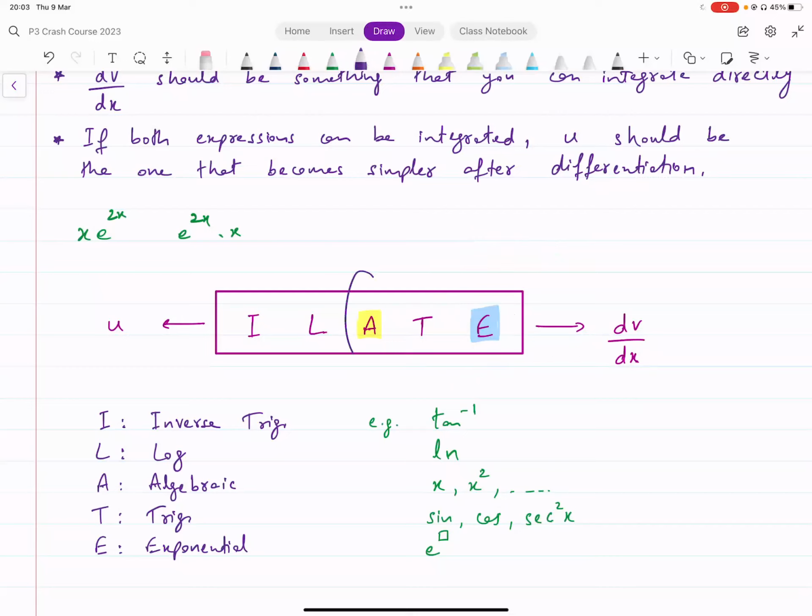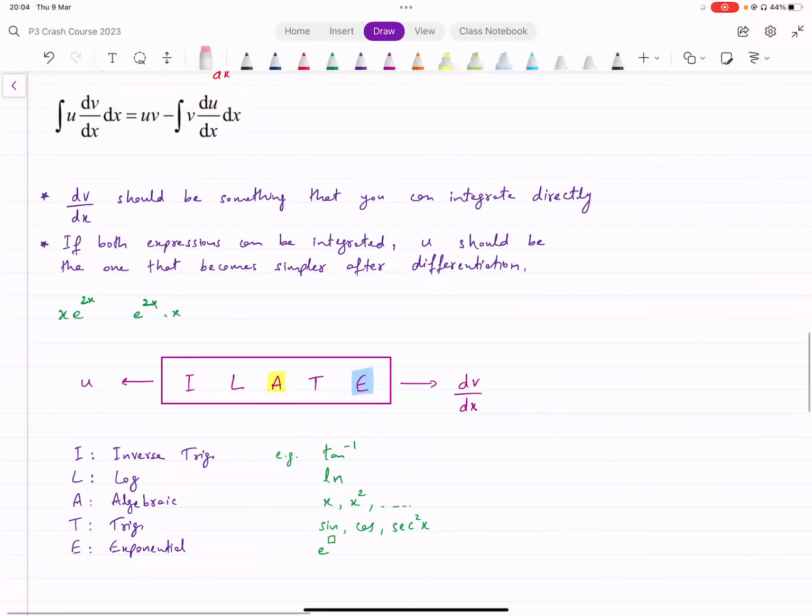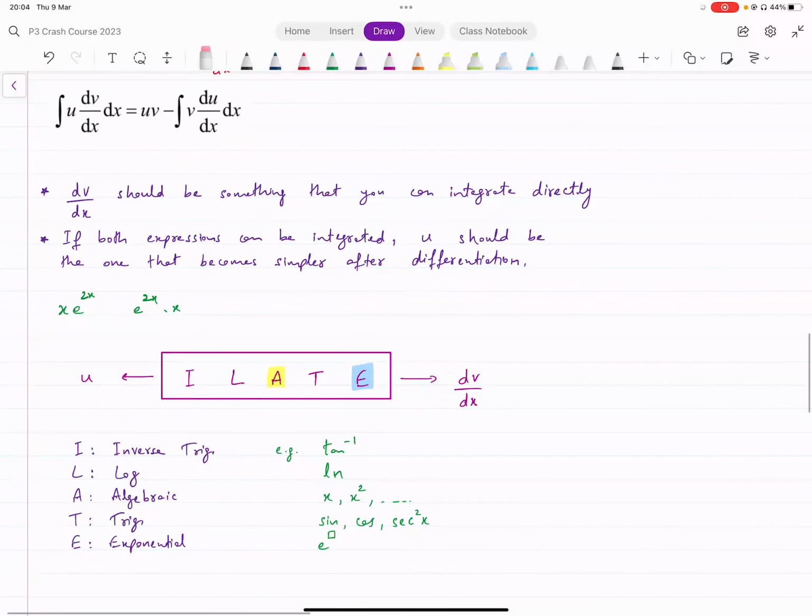So normally an algebraic function can be taken as both u or dv over dx, depending on what the other function is. If the other function is log and one is algebraic, then you would take L as u and A as dv over dx. So whatever comes on the left, that is u. Whatever comes on the right, that is dv over dx. That's how we decide when we're using integration by parts.